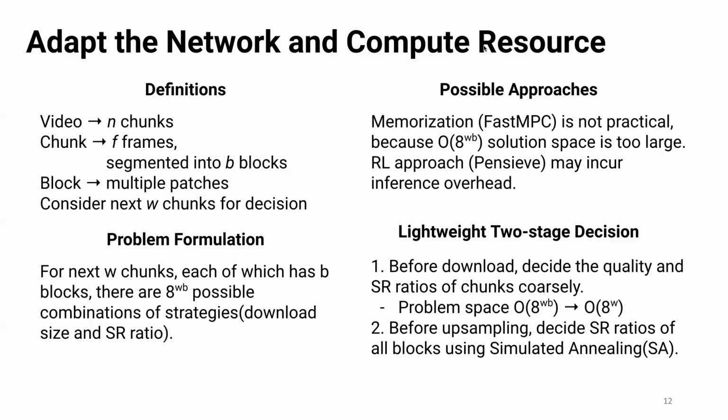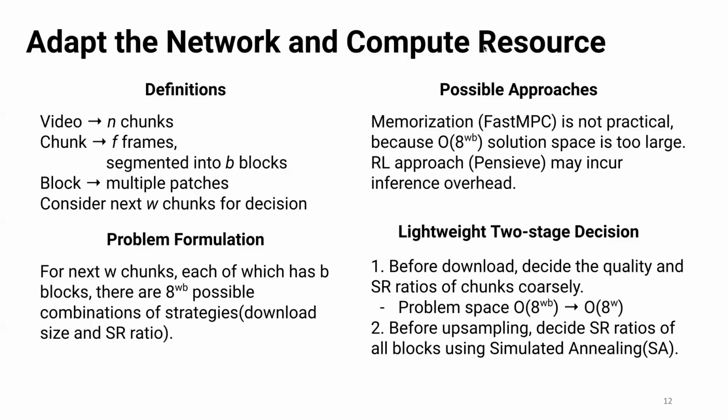And so the problem formulation is like, for the next w chunks, they are trying to determine the strategies for w chunks and B blocks. And there are 8 strategies, so 8 to the w times B. Yeah, there is that much problem space. So they determine one of the combinations of strategies from there. And there are some other possible approaches, such as memorization using fast MPC. But that is not practical because their problem space is quite large.